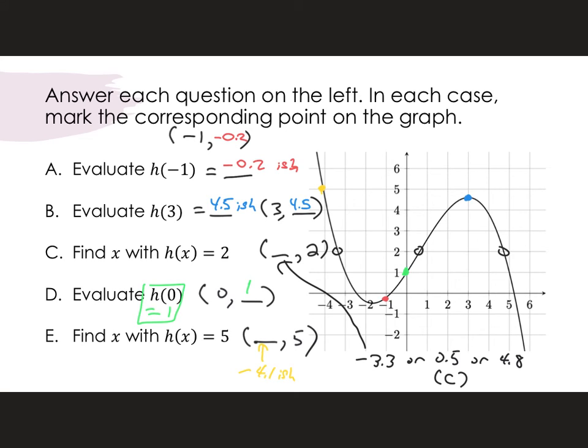So here are the values that I have for each of the parts. The only one that has multiple answers seems to be letter C. There are 1, 2, 3 points on the curve that have a second coordinate of 2, which would mean that h has an output of 2 for 3 different values of x. And just estimating those values of x, these are the 3 values that I can see here.